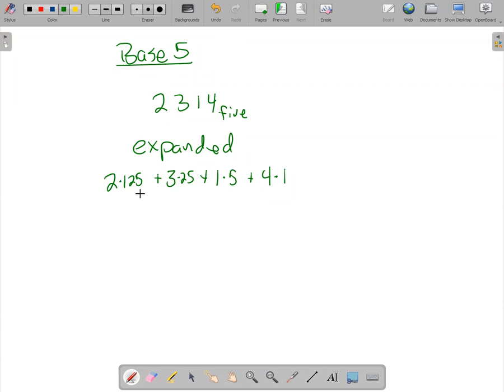So expanded notation is where you explicitly state what each place value is in addition to the digit in that place value. Right, so we have our digits 2 3 1 4 with their associated place values.